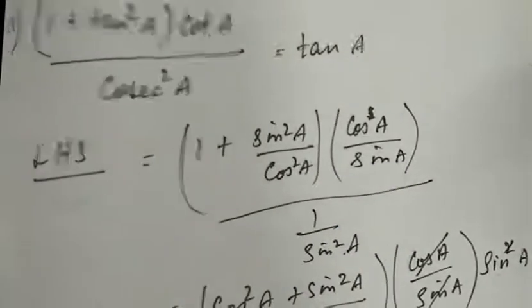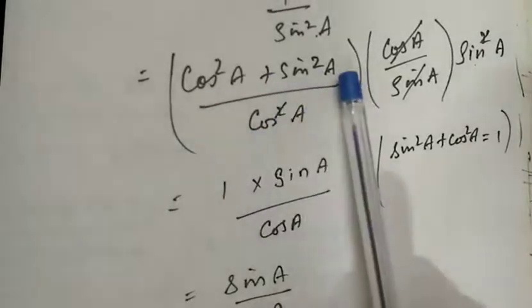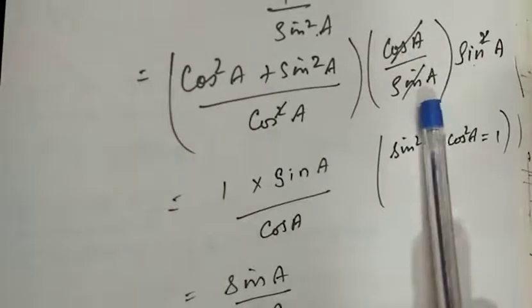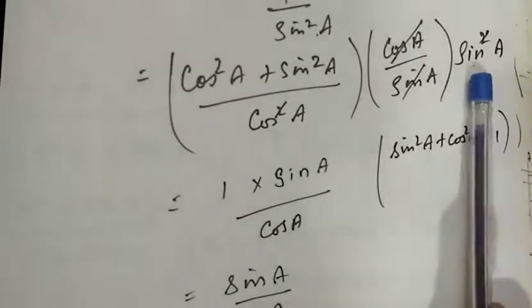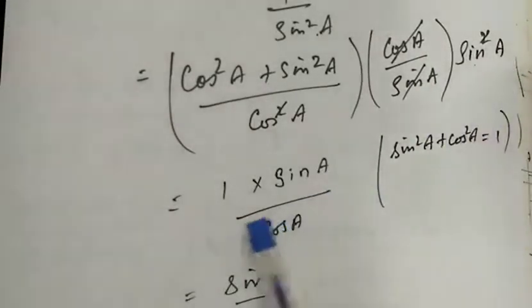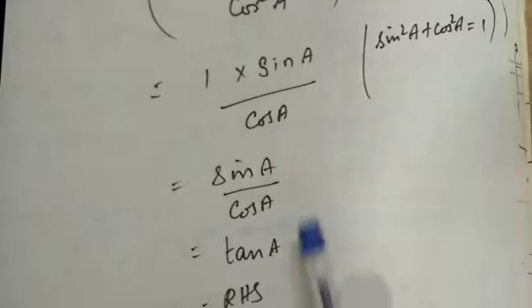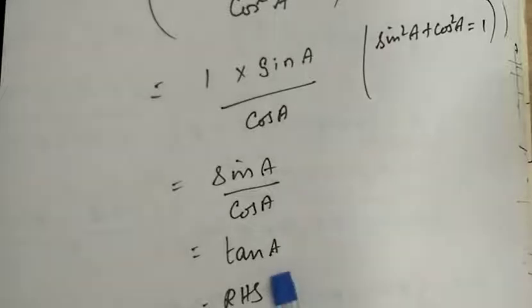You will get cos squared A plus sin squared A upon cos squared A into cos A upon sin A into sin squared A. Now cancel it. What is left? 1 into sin A upon cos A. We know sin A upon cos A is equal to tan A. That is RHS. Hence, prove.